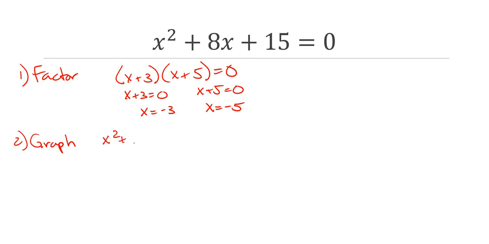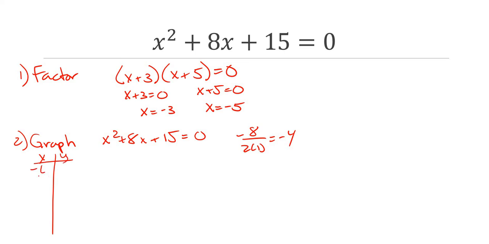Second method is to graph. So to graph, I'm going to find negative b over 2 times a. I'm going to set up my table of values. Negative 4 in the middle. When I plug in negative 4, I get negative 1. When I plug in negative 5, I get 0. When I plug in negative 6, I get 3. I get the same values on the other side of my table.